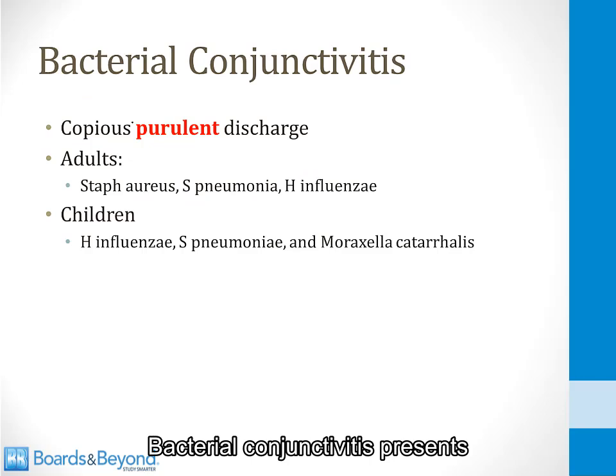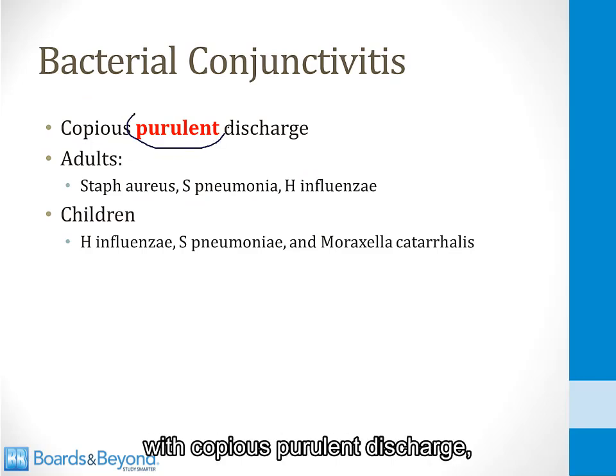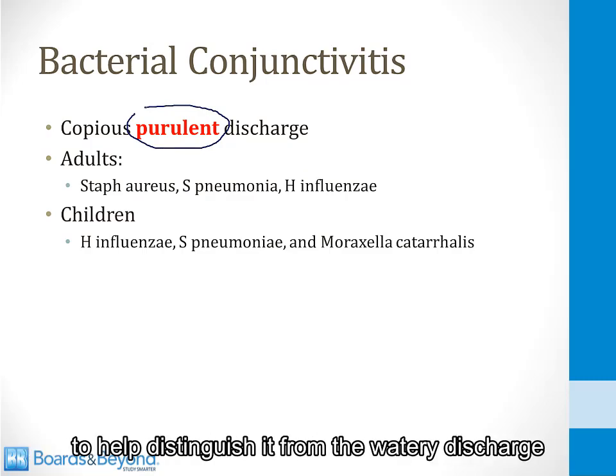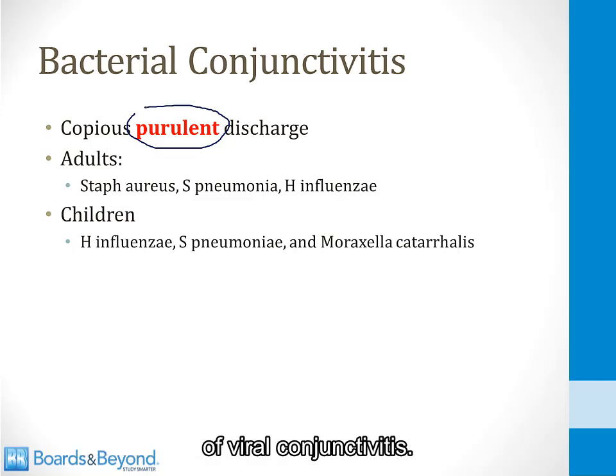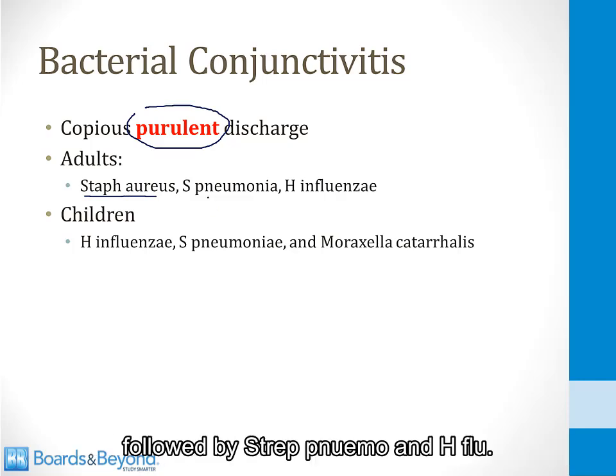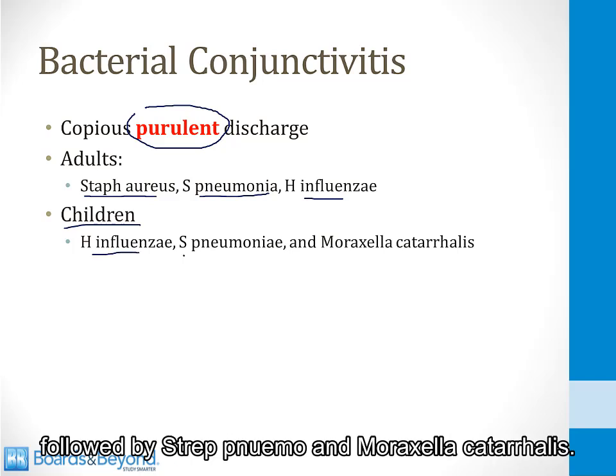Bacterial conjunctivitis presents with copious purulent discharge, and I've bolded the word purulent because you need to recognize that in a board question to help distinguish it from the watery discharge of viral conjunctivitis. In adults, Staph aureus is the most common cause, followed by strep pneumo and H. flu. In children, H. flu is the most common cause, followed by strep pneumo and Moraxella catarrhalis.